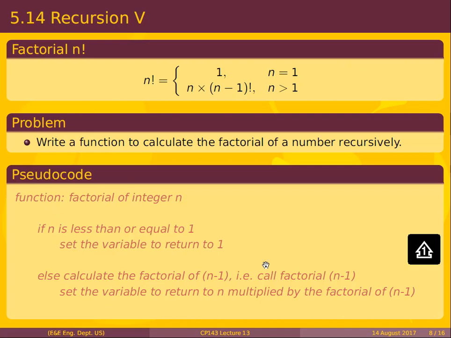So in pseudocode, this is what it looks like. We need to calculate a function that does the factorial of an integer n. If n is less than or equal to 1, it should return 1 as the answer. So set the variable to return 1. Otherwise, if it's not 1, that means we can still break this problem down into smaller, more manageable parts. So then calculate the factorial of n minus 1.